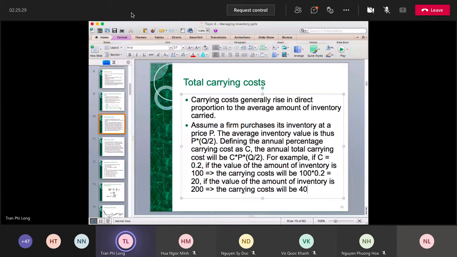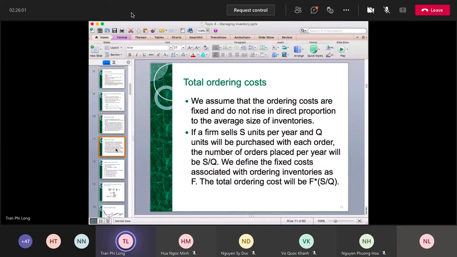So the reason why we need the percentage carrying cost SC is because we assume that the carrying cost rises in direct proportion to the inventory. So we need some kind of factor, and we call the factor SC. If you hold a high level of inventory, the total carrying cost will increase. You need a factor to express that.